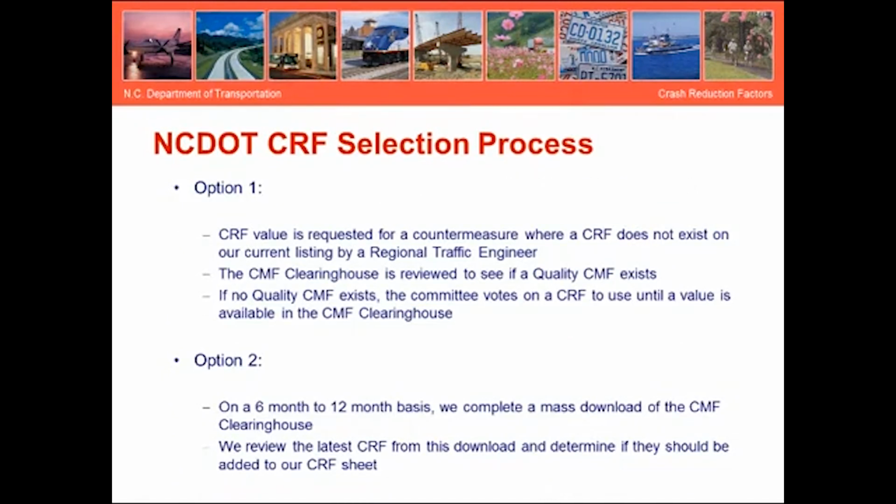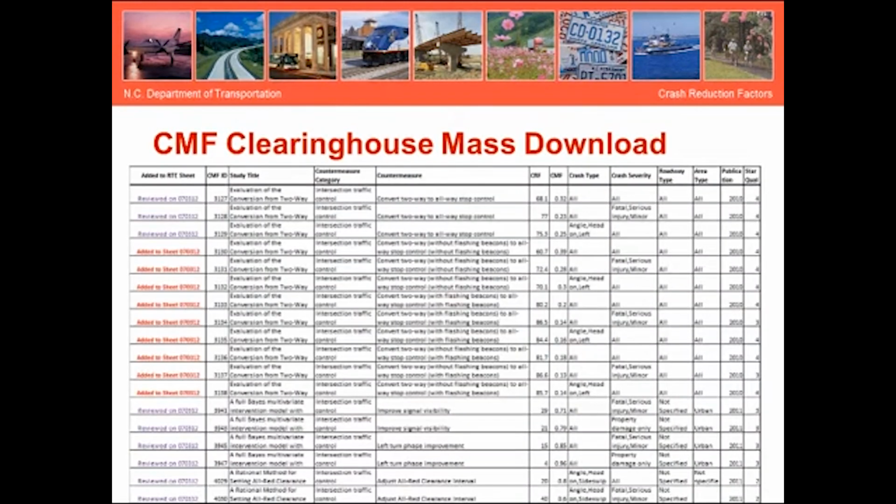So how do we select CRFs? We basically have 2 scenarios. In the first, a CRF value is requested for a countermeasure where we do not have one currently on our listing. We search the CMF Clearinghouse for quality CMFs. If no quality CMFs exist, then the committee votes on a CRF to use until a value is available in the clearinghouse. Option 2 is we do a 6-month or a 12-month, and it has been 12 months lately, mass download of the CMF Clearinghouse. We review the latest CRFs that have been added versus what we had looked at before. I'll walk you through that right now.